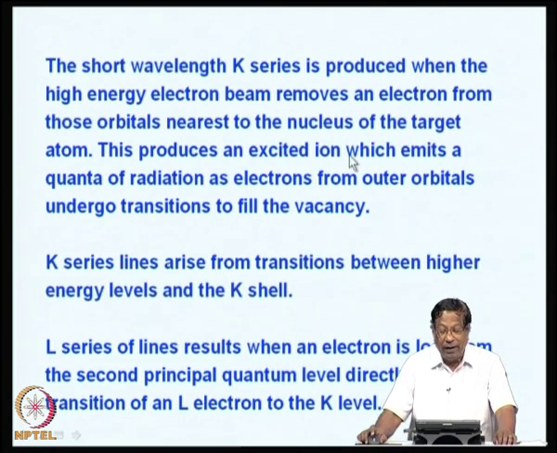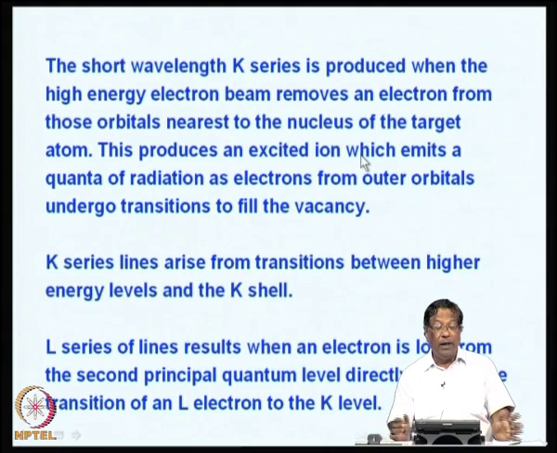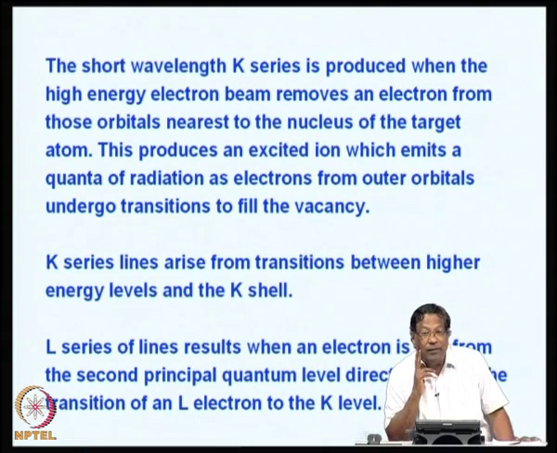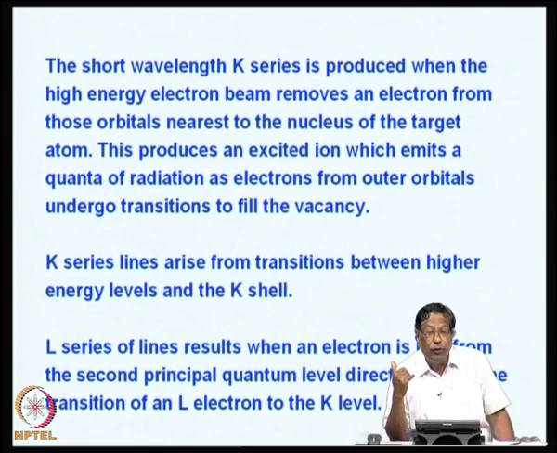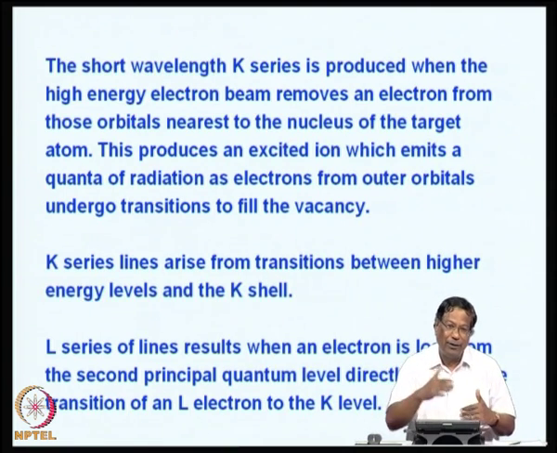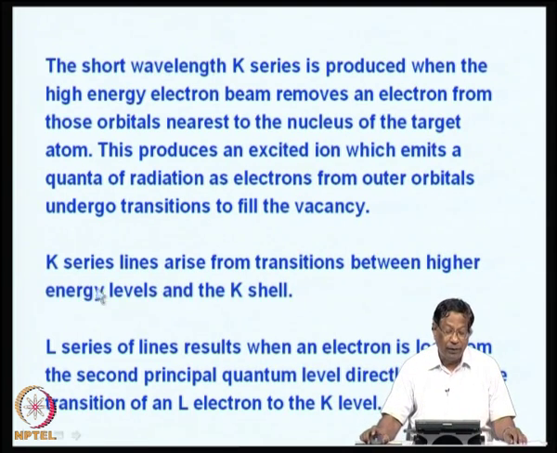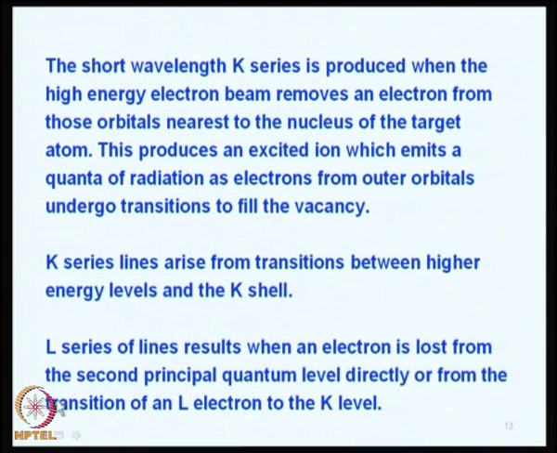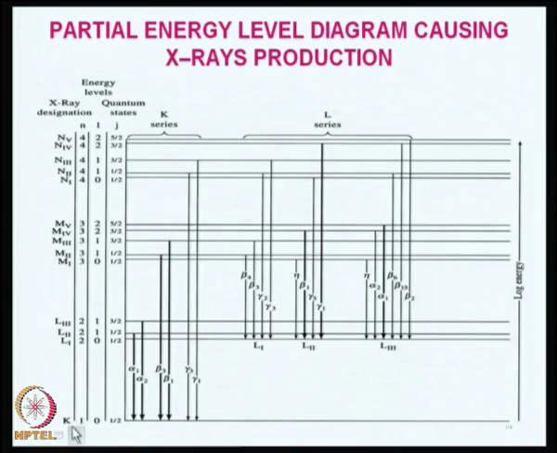This produces an excited ion which emits a quanta of the radiation as electrons from outermost orbitals come back to the ground state. So, K series lines arise from transitions between the higher energy levels and the K shell. Similarly, L series of lines results when an electron is lost from the second principal quantum level directly or from the transition of an L electron from the K level.